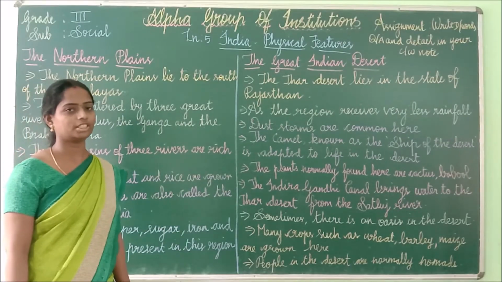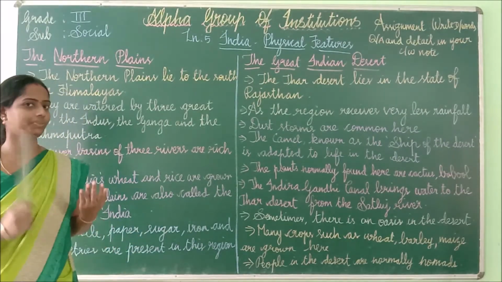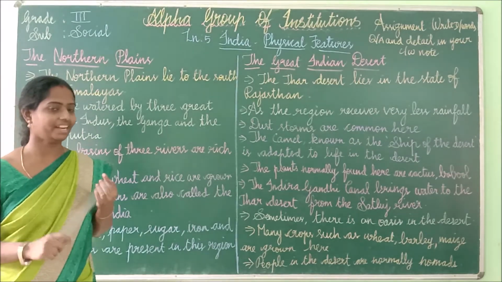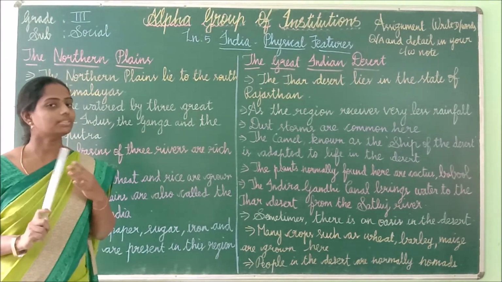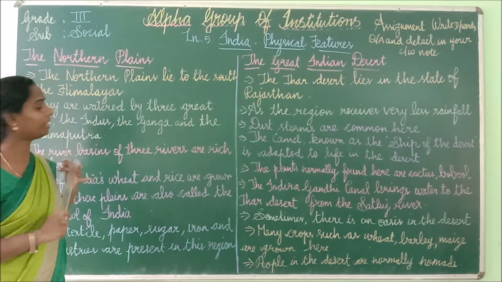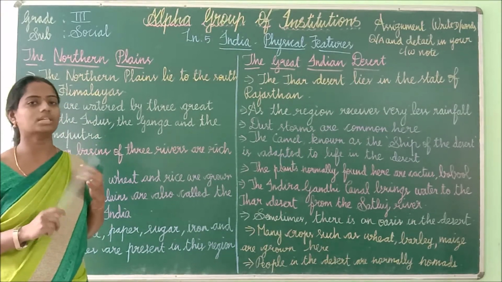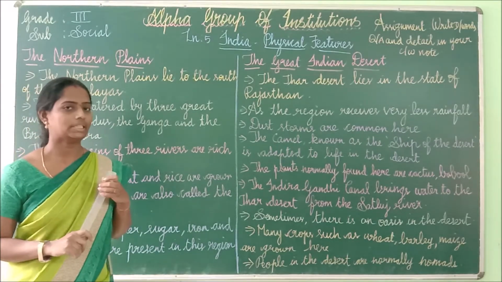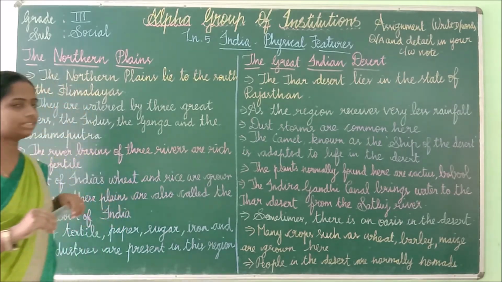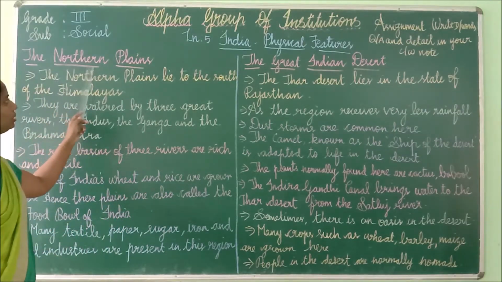What I said before, children, India is broadly classified into 6 natural regions, isn't it? The second one is the northern plains. That is what we are going to discuss here. Okay, children, shall we start to see the northern plains?